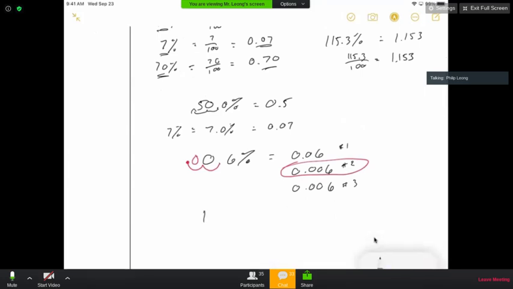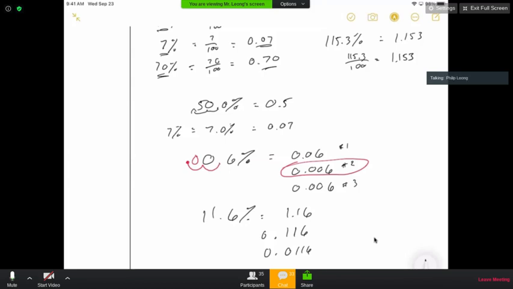if I made that 11.6, right? Would that be 1.16? Would that be 0.116 or 0.0116? Which one would it be? 1, 2, or 3? Oh, sorry, 2 and 3 are the same. Yeah, on the last one. Sorry about that.